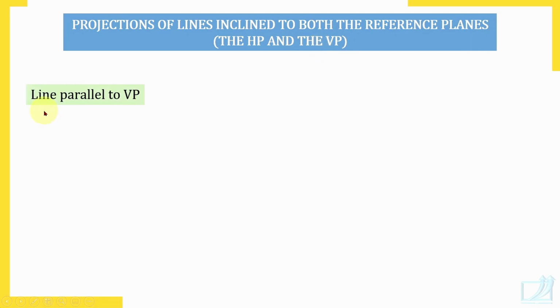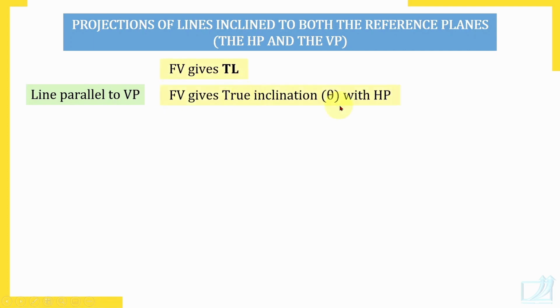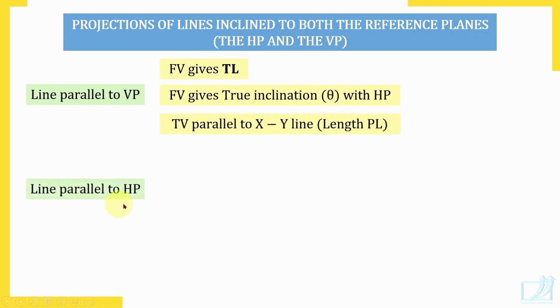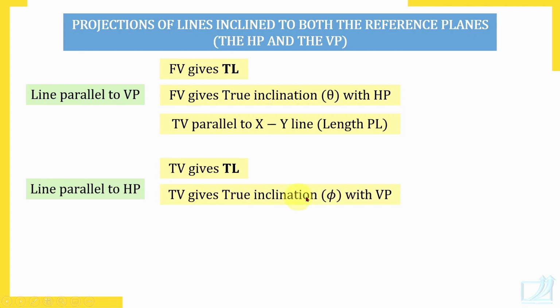What we studied in the last video is, if a line is parallel to VP, then its front view gives true length, and front view gives true inclination with, of course, HP, because the front view gives detail with respect to HP. So the front view gives true inclination with HP and the top view appears parallel to the XY line. And if a line is parallel to HP, then the top view gives true length and true inclination with VP. Top view gives true inclination with VP. And the front view appears parallel to the XY line.